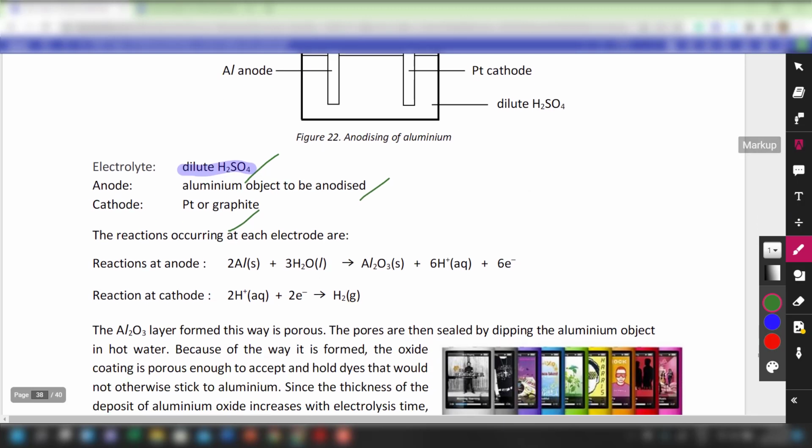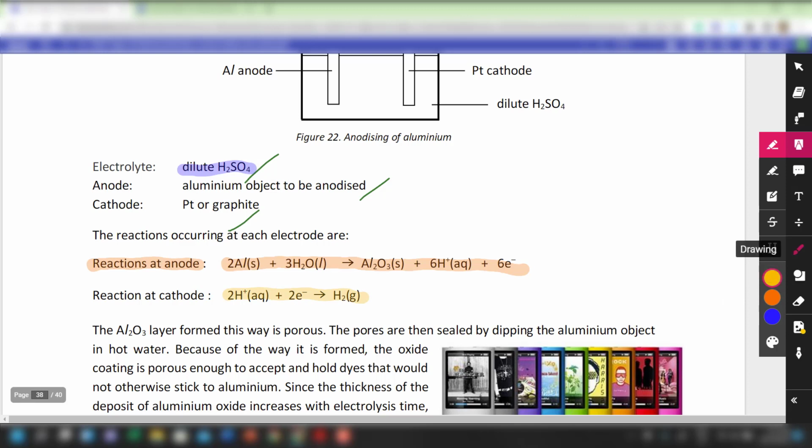So for simplicity, and to be consistent with what we learn about in industrial chemistry, the reaction happening at the anode, this is one of the representations which we'll accept at the H2 level. Aluminium and water combine, and in the process I will get aluminium oxide and 6H+, and 6 electrons will be transferred in the process. Then at the cathode, hydrogen gas will be produced.